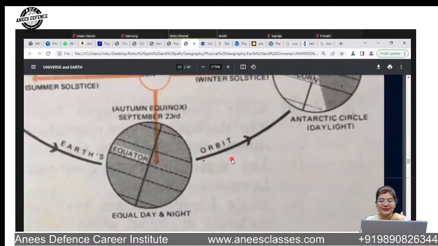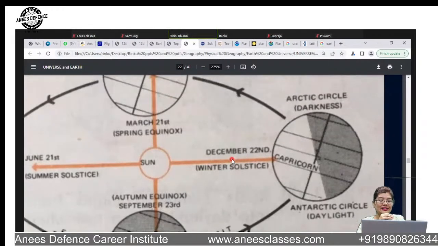And then it brings us to 22nd December, when the sun is exactly overhead the Tropic of Capricorn. If the Tropic of Capricorn receives sun rays at 90 degrees, look what happens. It is closer. Now it is covering most part of the southern hemisphere.